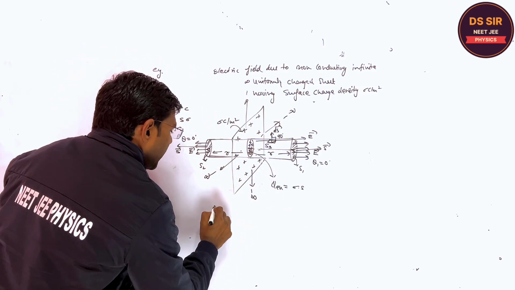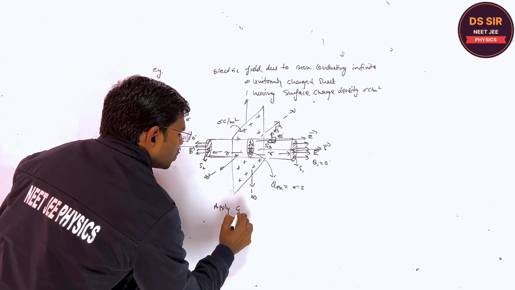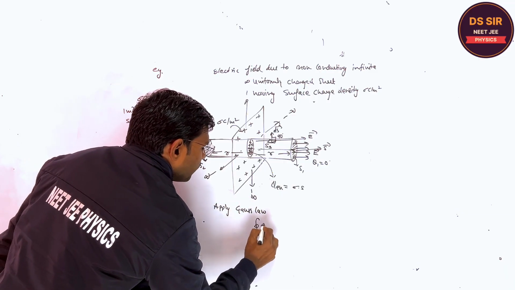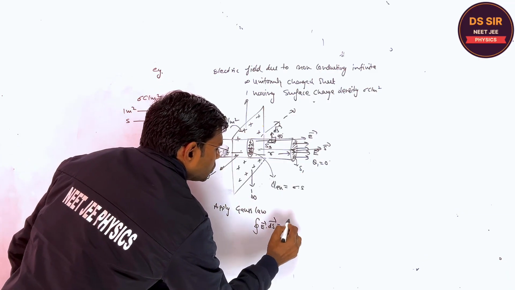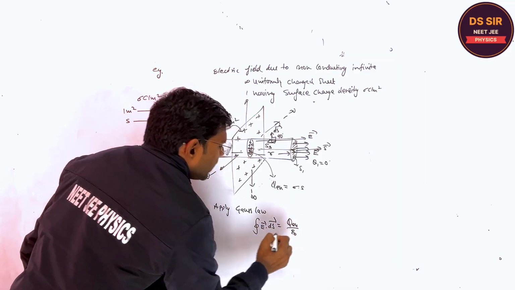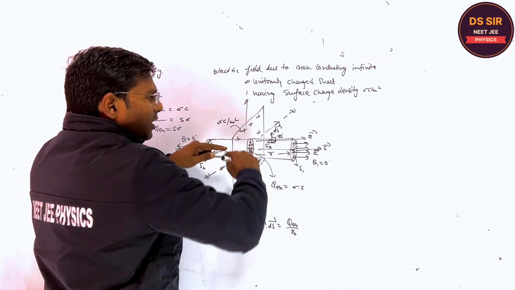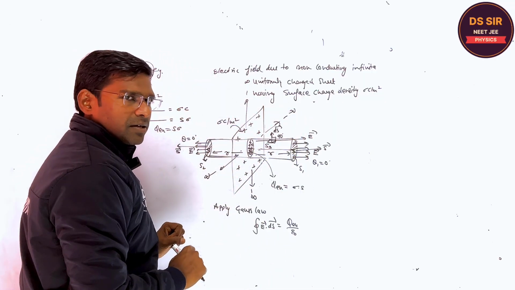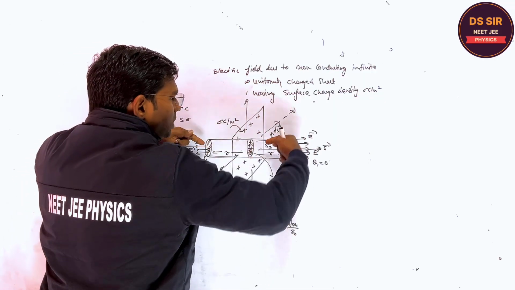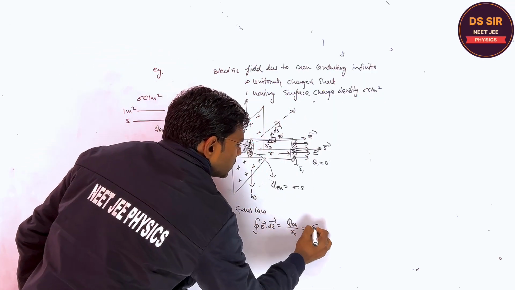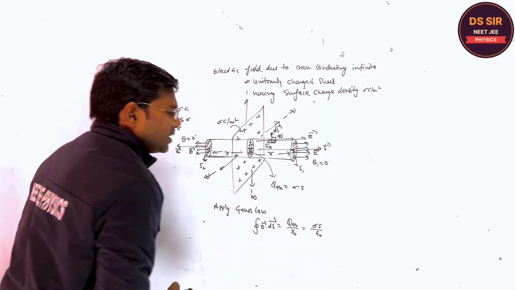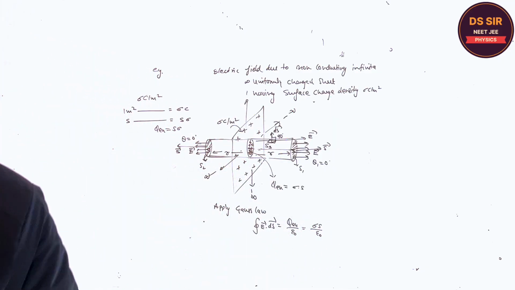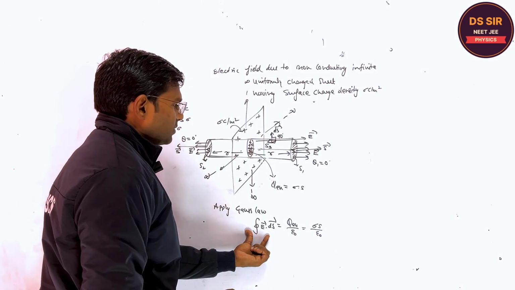Now apply Gauss's law. What is Gauss's law? Outward flux is equal to charge enclosed divided by epsilon naught. Here, what is the Gaussian surface? This is the horizontal cylinder. So in this horizontal cylinder, what is the charge enclosed? This is sigma into S. Is it clear or not? Copy this first.